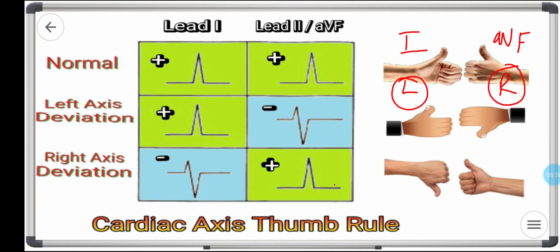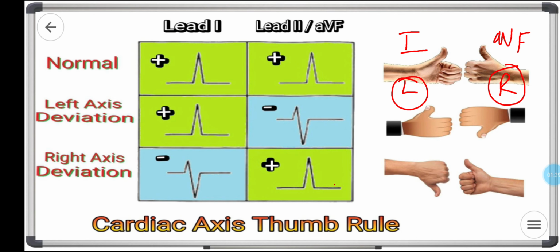So what you need to do over here is look at lead 1 and lead AVF. Suppose that you are holding lead 1 in your left hand and lead AVF in your right hand, with both thumbs pointing in the upward direction. So lead 1 in the left hand, lead AVF in the right hand, with the thumbs up.